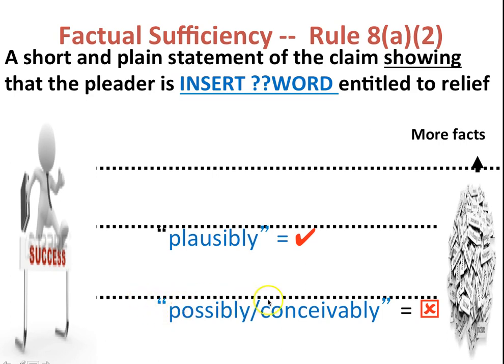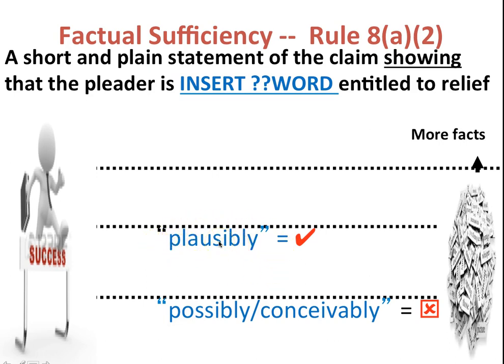What we do know is that it's meant to be a higher standard. If the notice standard simply required proof that plaintiff possibly, conceivably could recover, now we're asking for more facts, enough factual detail that we can say the plaintiff is plausibly going to recover.